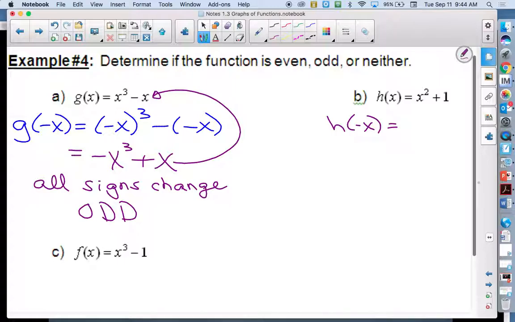So looking at letter B, just doing this test here, if we plug in a negative x, negative x squared is just x squared because negative times negative is positive. The 1 is totally separate from it, so this one would be even because it's back to the original function, so this remains the same. So this is even.